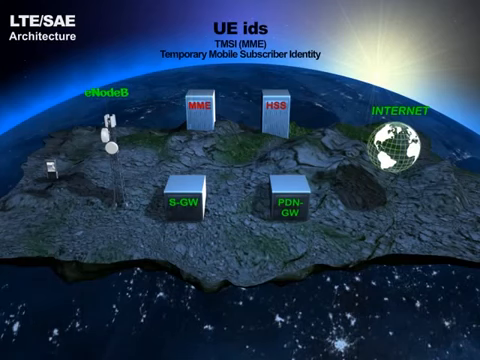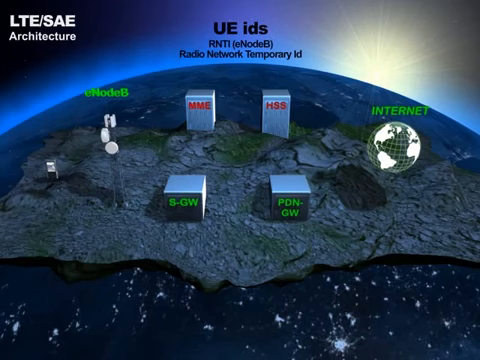The UE needs to be identified on the radio. That ID is called the Radio Network Temporary ID, RNTI. Since the access consists of only one node, it has to be the eNode B that is handing it out. An RNTI will be handed out every time the UE establishes radio contact with an eNode B.